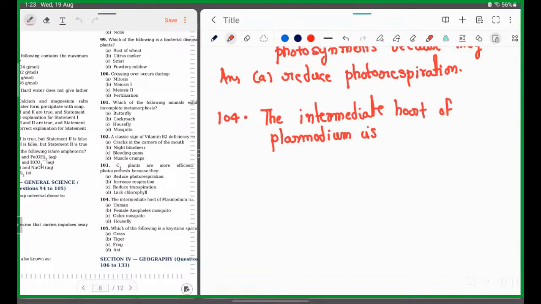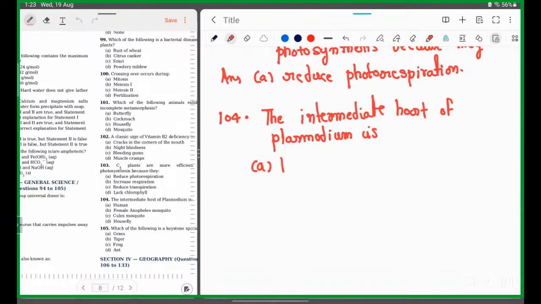Okay. So how does it occur? The parasite multiplies in the liver and the red blood cell, and then the sexual phase occurs, and fertilization and development of the parasite takes place in the mosquito gut. So going by the options, answer A, human. Plasmodium is the stage of mosquito.